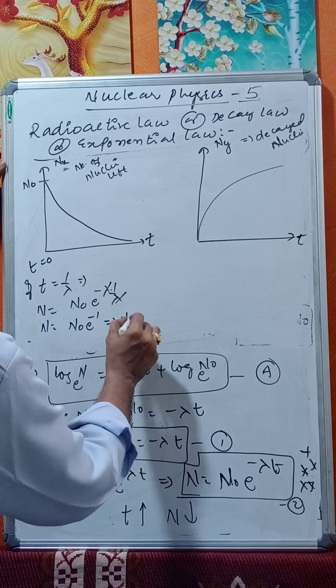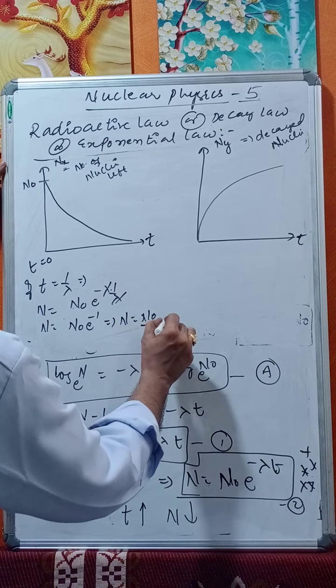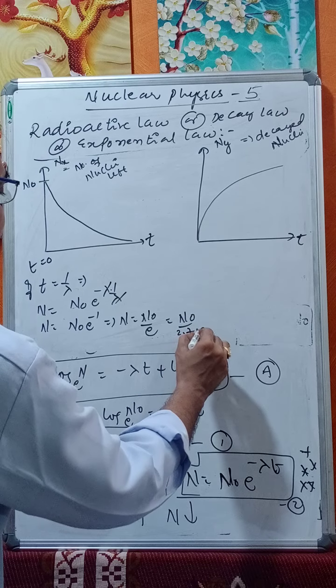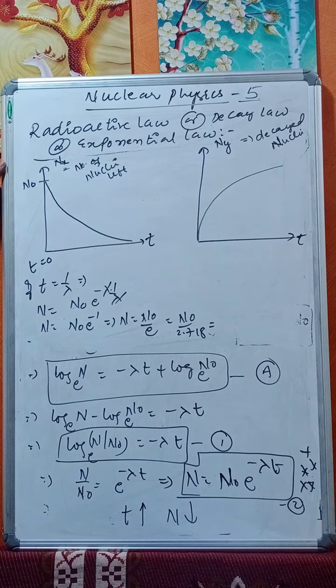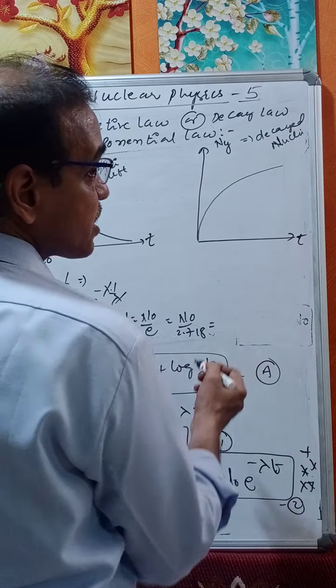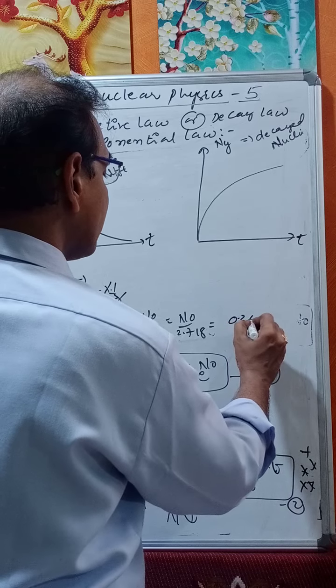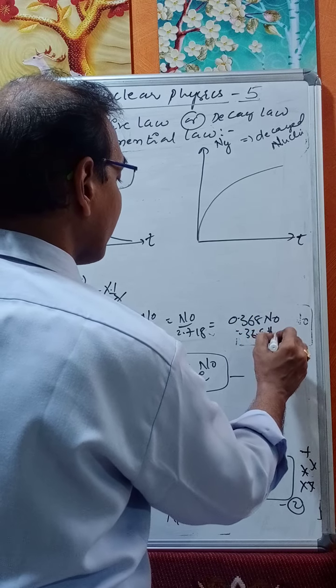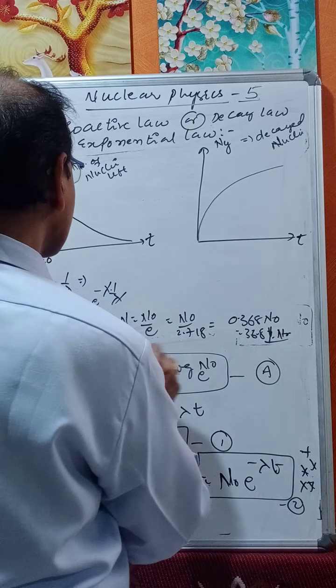This implies n is equal to n naught by e, that is equal to n naught by 2.718. Then what happens? 1 by almost 3 means 0.368. That is 0.368 n naught, which is equal to 36.8% of n naught, or simply 1 by e times n naught.